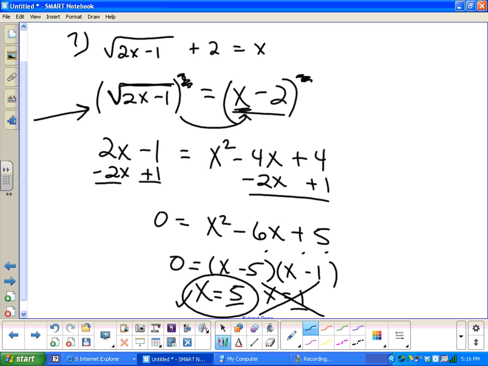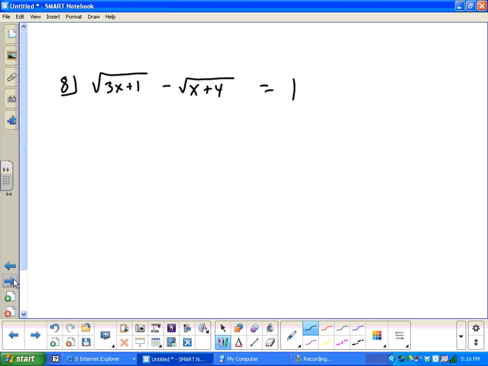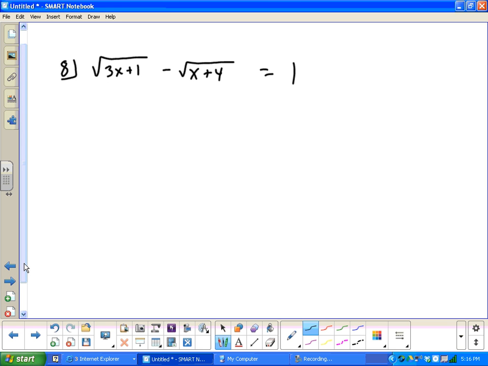Okay, now number 8, instead of having one radical, we've got 2. So this one makes things a lot more complicated. With 2 radicals, we want to do the opposite here. We don't really want to get them on one side, we want to get them on opposite sides. So what we're going to do is take this one, since it's the negative one, and pull it over to the right side. So we're going to get the square root of 3x plus 1 equals 1 plus the square root of x plus 4.